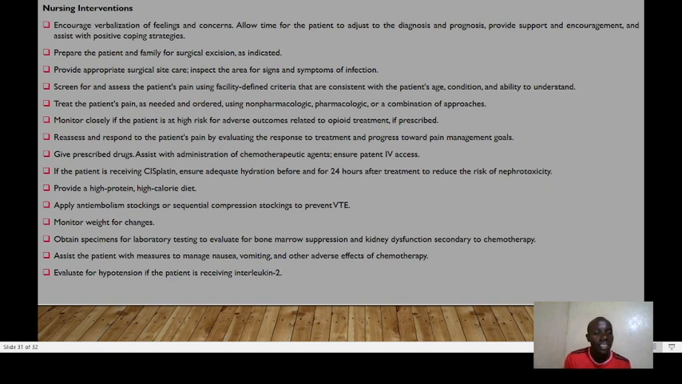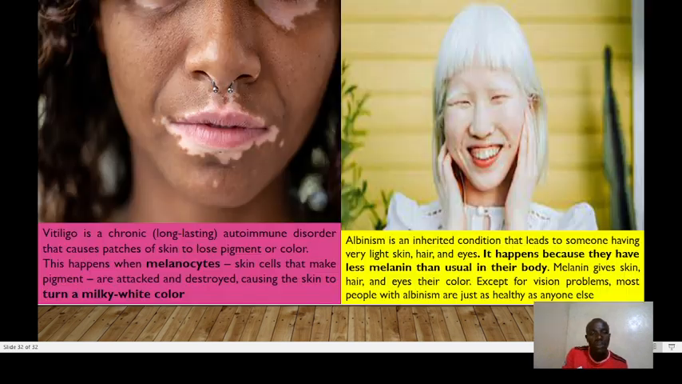If the patient is receiving cisplatin, ensure adequate hydration before and 24 hours after treatment to reduce the risk of nephrotoxicity. Provide a high protein and high calorie diet. Apply anti-embolism stockings or sequential compression devices to prevent venous thromboembolism. Also monitor weight for changes and obtain specimens for laboratory testing. Okay, evaluate for hypotension if the patient is receiving interleukin-2.